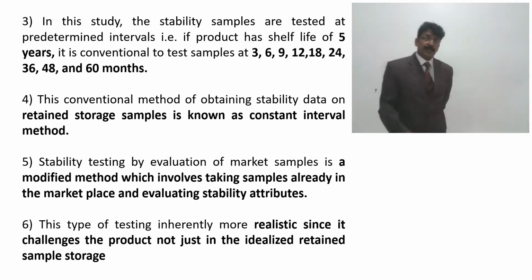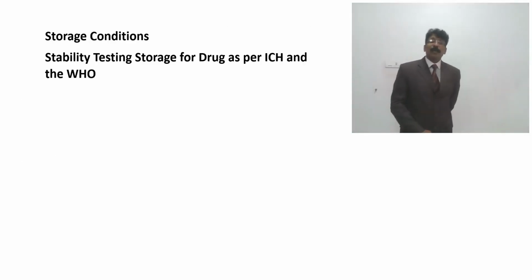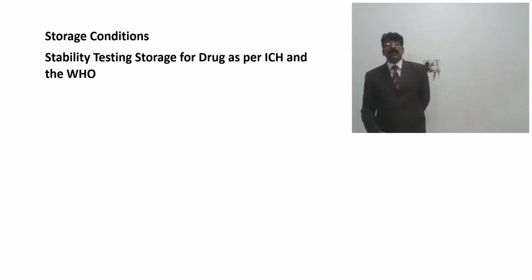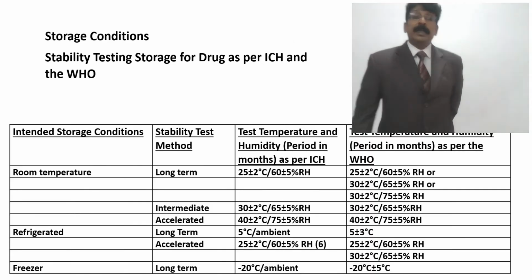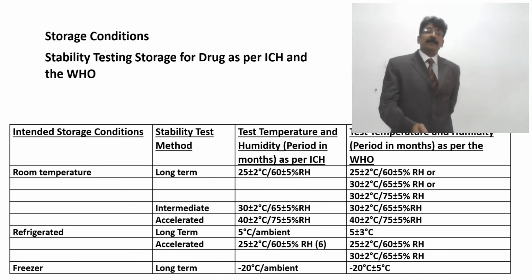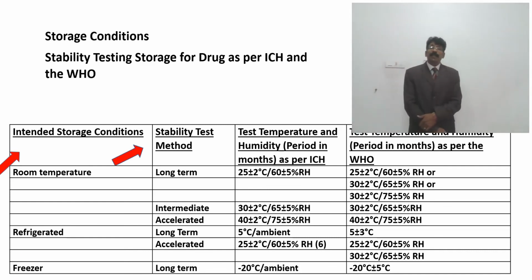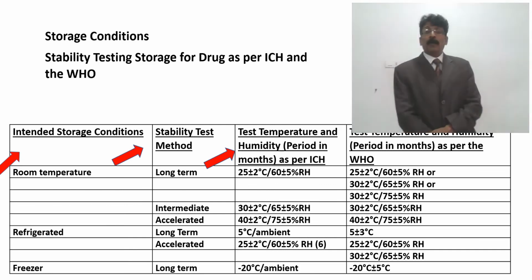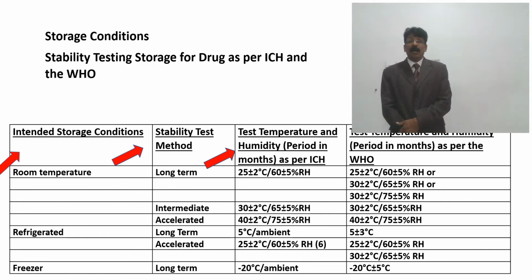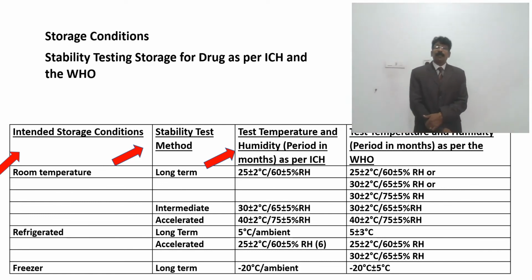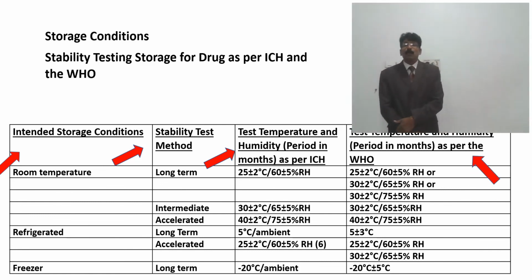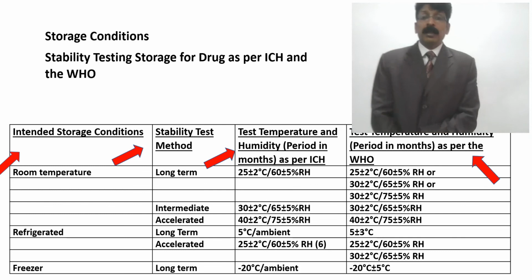So what I want to say is the storage conditions, the stability storage conditions of the ICH and the WHO. They have given these tests, that means, for example, intended storage condition, stability testing method, test temperature and humidity, and period in months, of the International Council for Harmonisation, what they have given, and the WHO, what is it? It is slightly hidden.